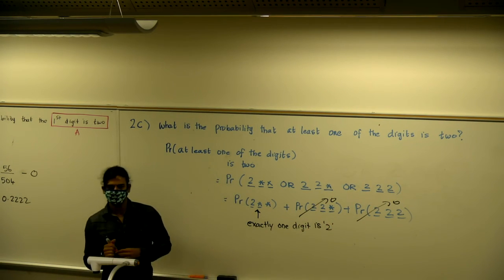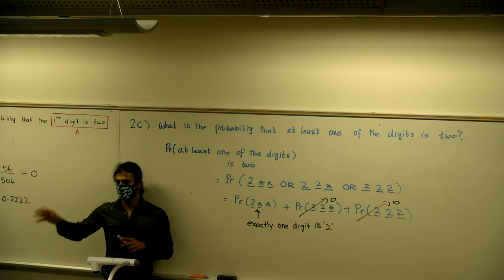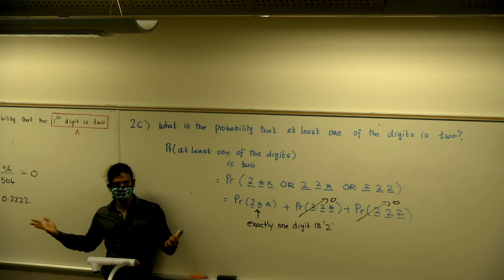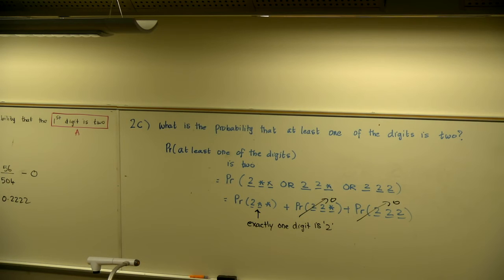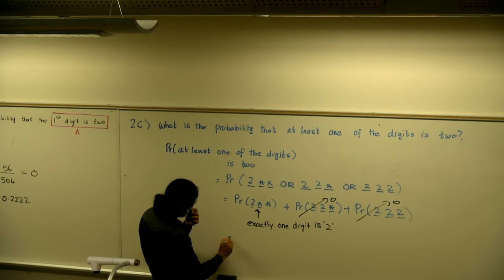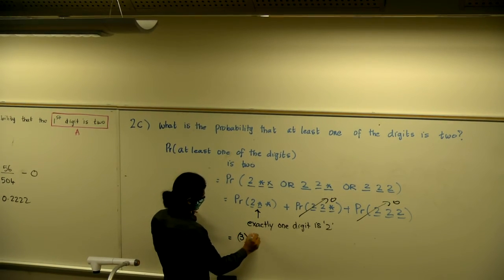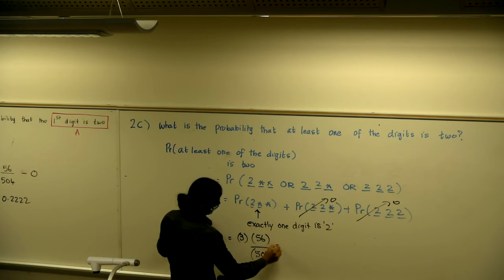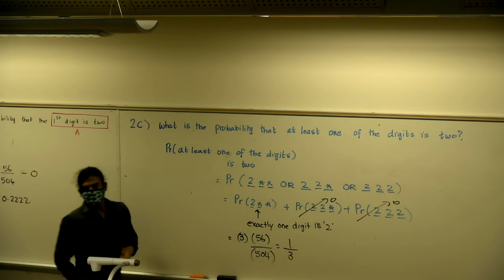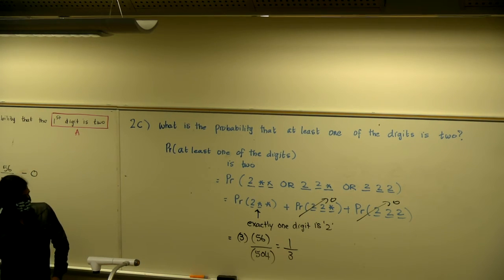In how many ways could that happen? 3 ways. But the probability of all 3 ways would be the same. Correct? So we already know from part 2 the probability of that happening is 56 over 504. Switch it around, same thing, 56 over 504, occurring 3 times. It's 1/3. So 33% probability.